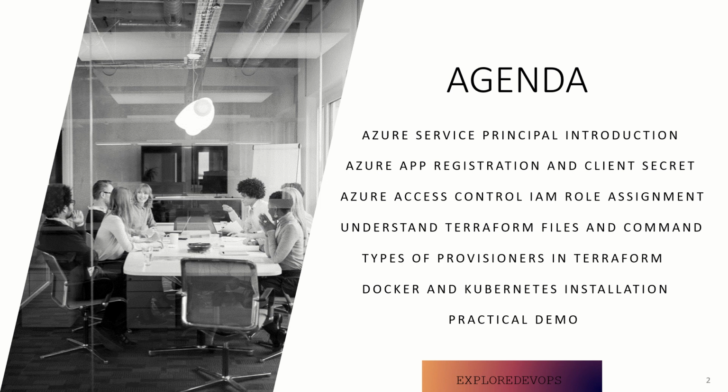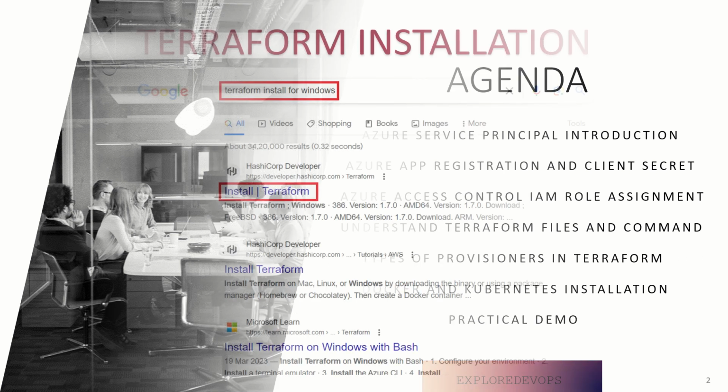And after that, as configuration management, we'll install Docker and Kubernetes. Docker installation is easy, but Kubernetes installation appears to be difficult. So in today's demo, we'll do that, and then we'll execute commands related to Docker and Kubernetes after creation of that VM by using Terraform. So we'll see everything in our practical demo. So let's start with the very first topic, that is the Azure Service Principal introduction.